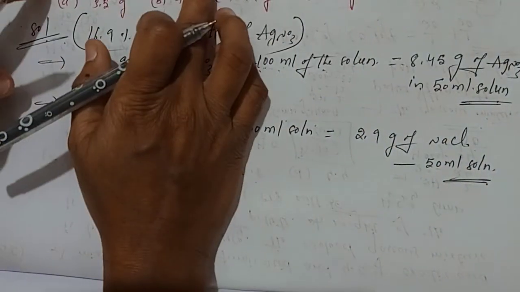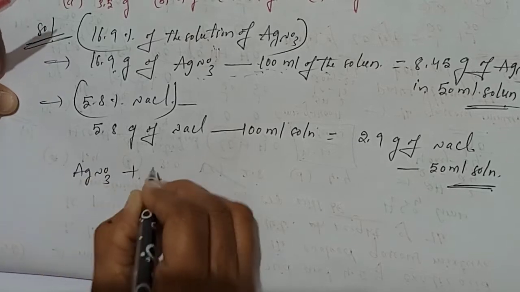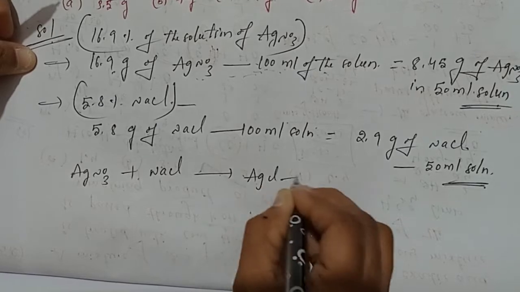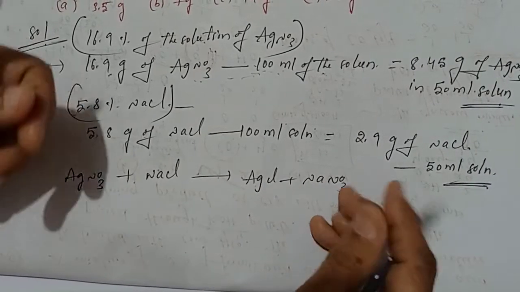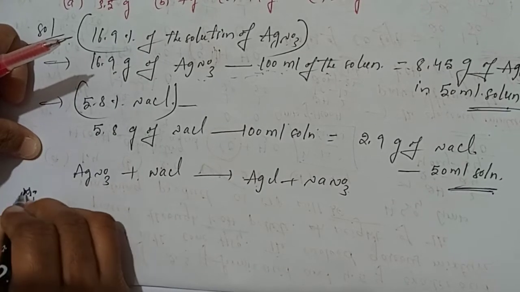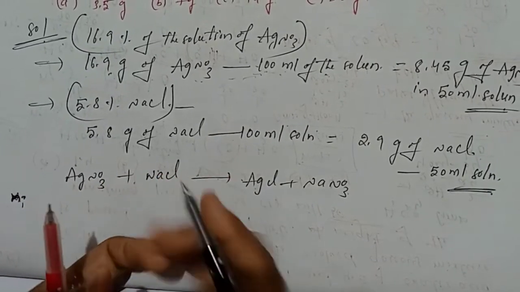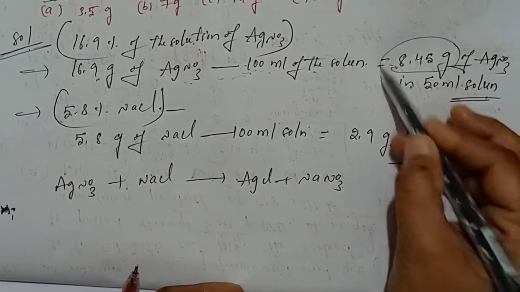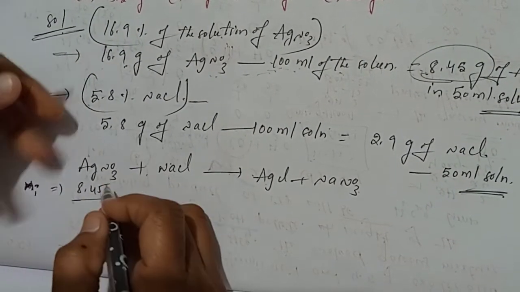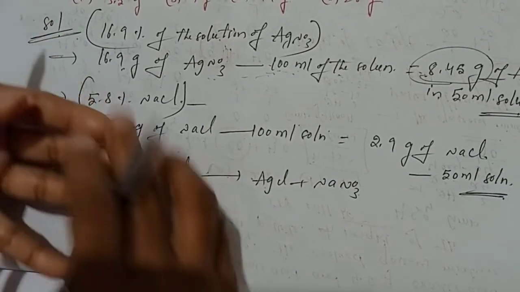So 50 ml of AgNO3, when combined with NaCl, produces AgCl and sodium nitrate is formed. First, the initial number of moles, Ni. AgNO3 weight is 8.45 grams. So the number of moles means 8.45 by the gram molecular weight of AgNO3. How much is the gram molecular weight of AgNO3? 170.